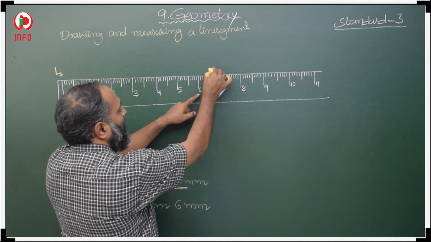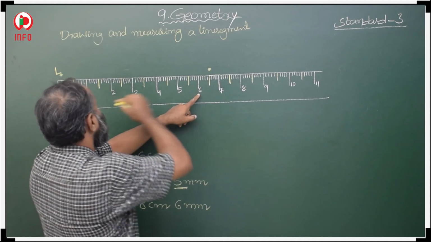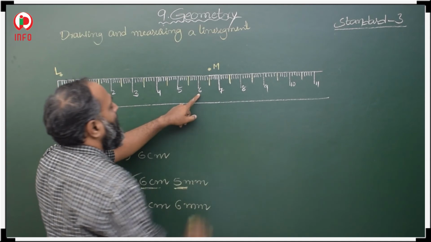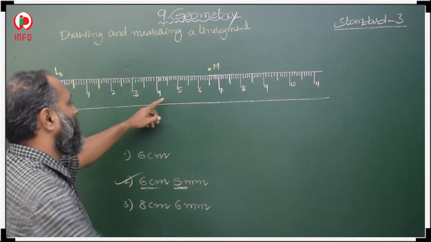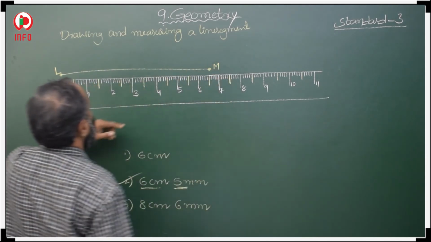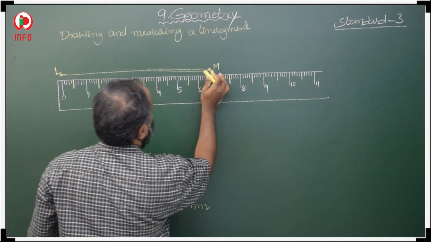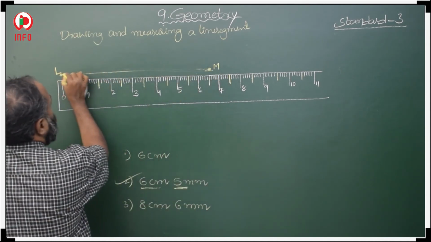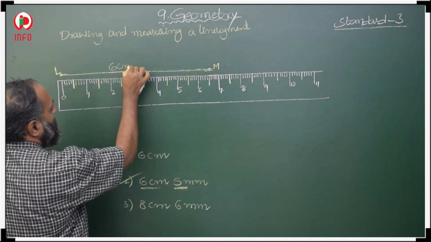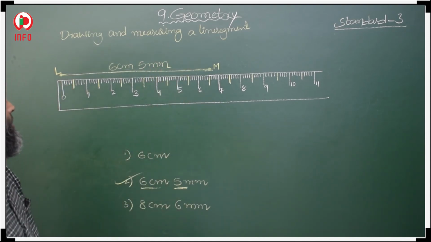So here we marked a point. This is our final point. The initial point is L, the final point is M, LM. Then after marking these 2 points, join these 2 points with a ruler. Okay, LM. So this is our line segment of length 6 centimeters 5 millimeters.